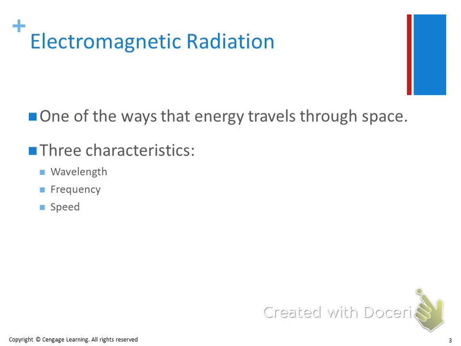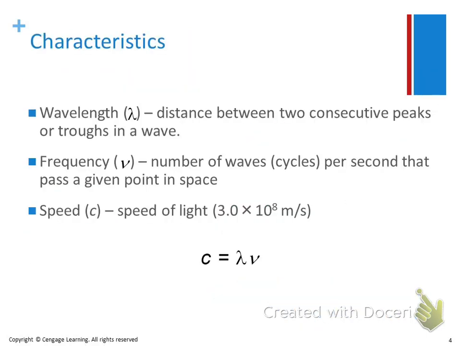My iPad is just having little problems here. Wavelength is the distance between 2 consecutive peaks or troughs on a wave. I'm going to show you what a wave looks like so we can point those out a little bit. Frequency is the number of waves per second that pass a given point. And speed is the speed of light, 3 times 10 to the 8 meters per second. You'll need to have that down.